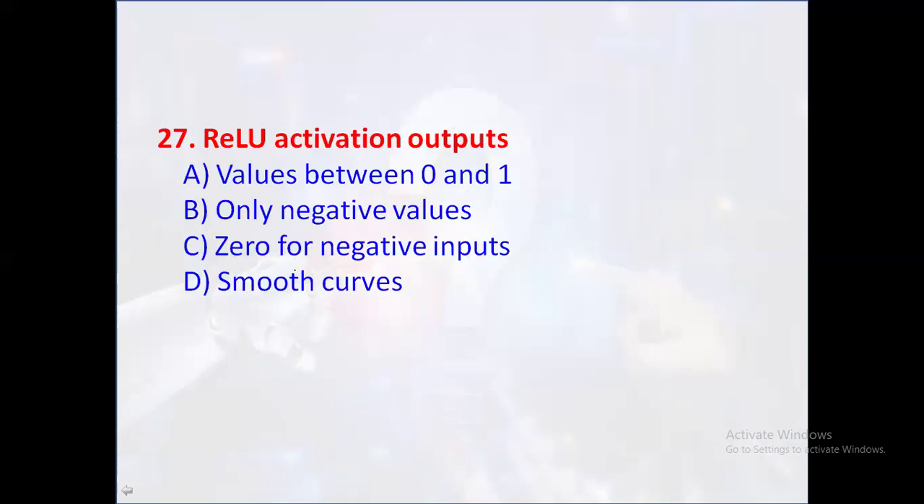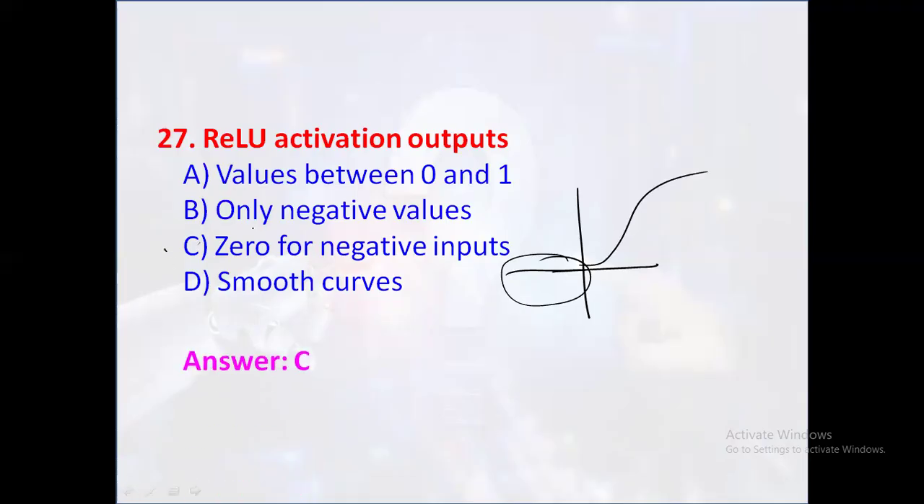Next, ReLU activation outputs values between 0 and 1, only negative values, 0 for negative inputs, or smooth value curves. The ReLU output naturally here will be 0 for negative inputs and it will be like this. So the answer is 0 for negative inputs.